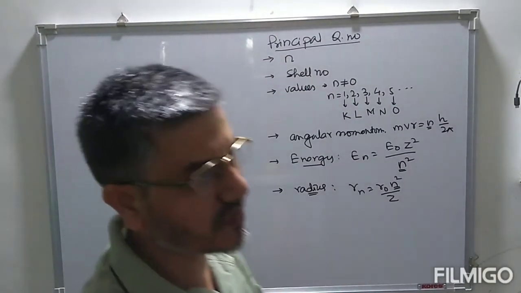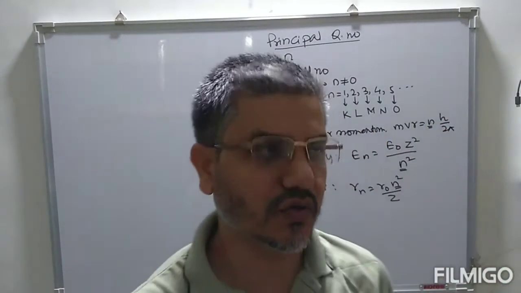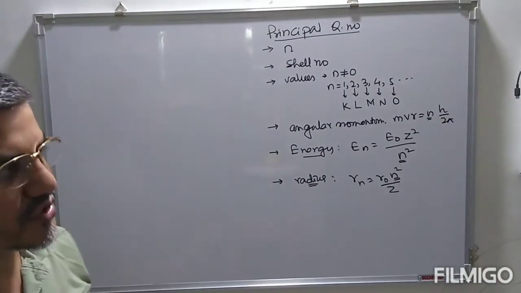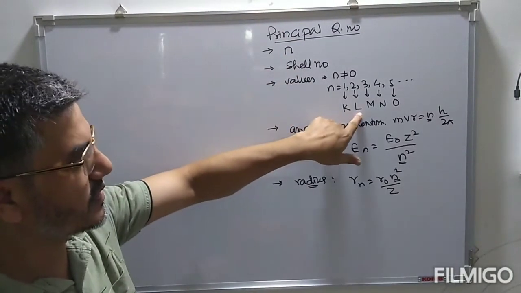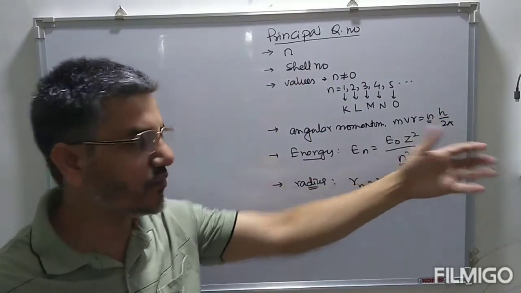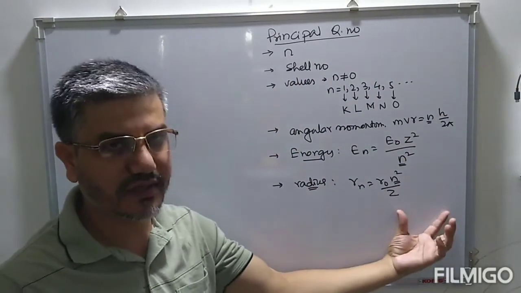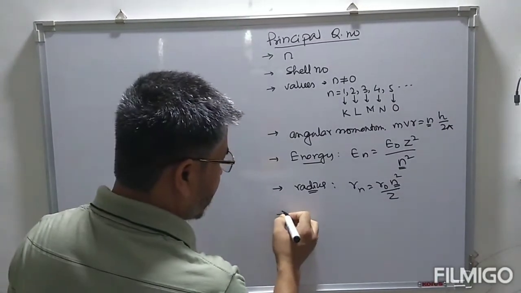So the first thing we require is to define this electron. We have to say in which shell that electron belongs. Once we know the shell, either we can have K shell, L shell, M shell. Once we know the shell, we can define the angular momentum, we can define the energy, we can also define the radius.